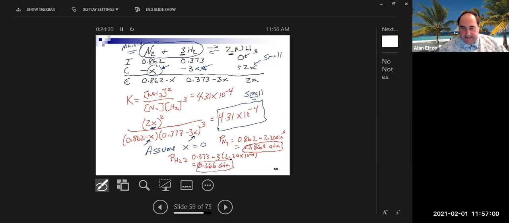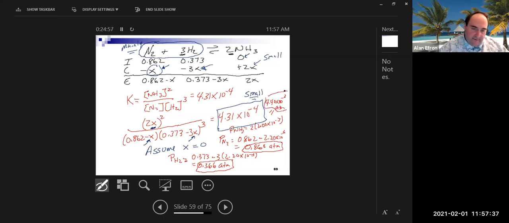And lastly here, we have NH3. NH3 would equal 2 times 2.2 times 10 to the minus 3. That looks like 0.0044. Let's do the scientific notation as well. So 4.4 times 10 to the minus 3 atmospheres.